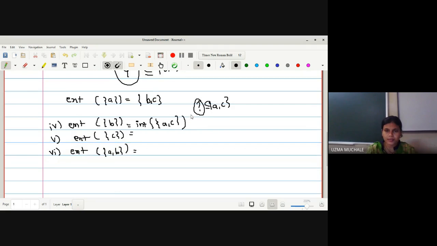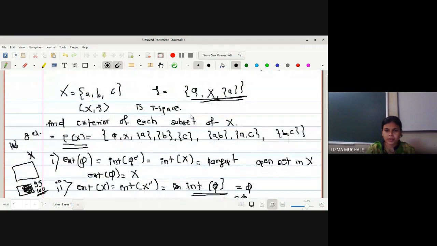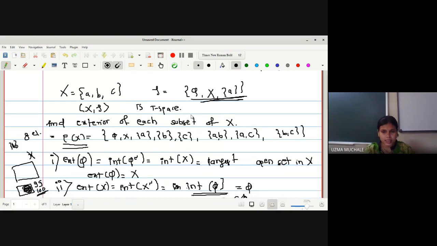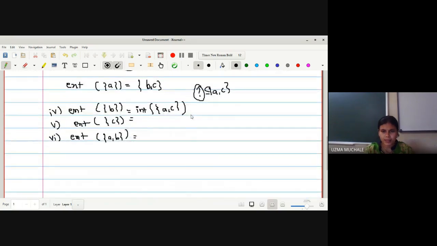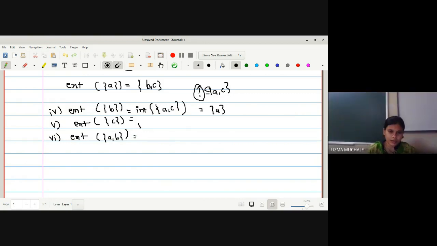How many open sets do we have which are contained in AC? We should remember the topology. Okay, so here we have 3 open sets: phi, X and singleton A. So what is the largest open set contained in AC? I can say it is singleton A. Does X get contained in AC? No, ma'am. Okay, now let us go for the next, that is the interior of the complement of C.